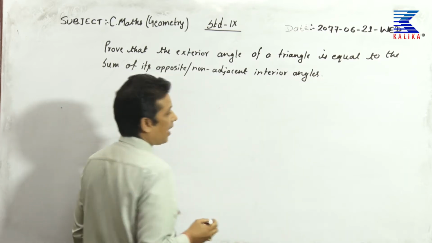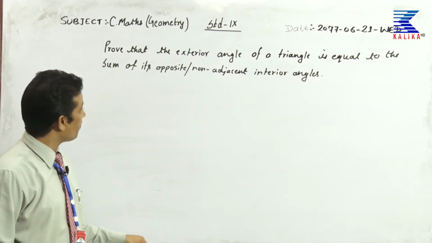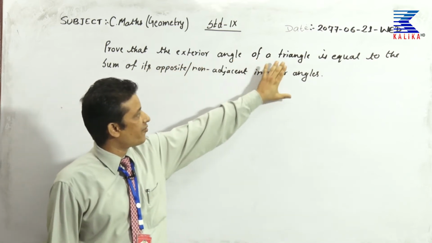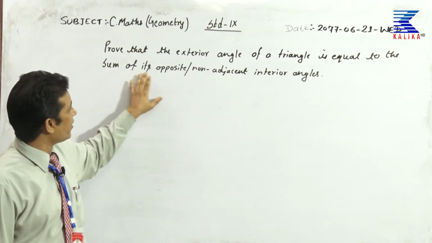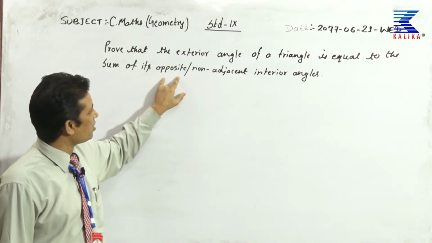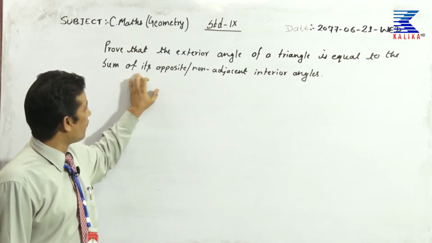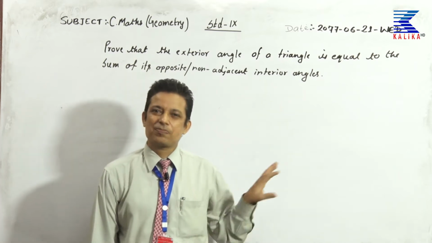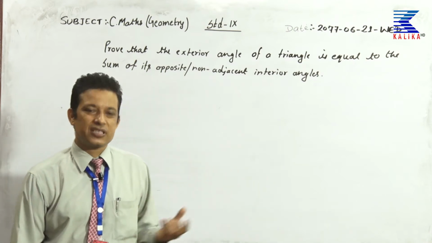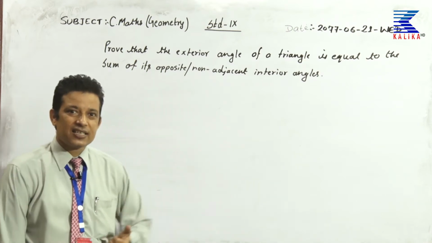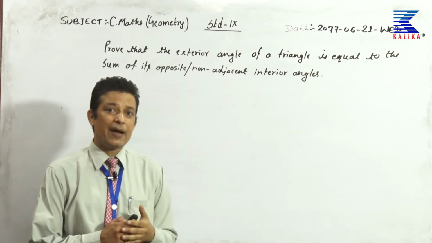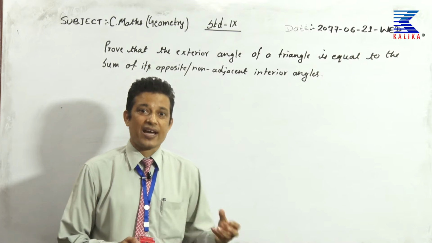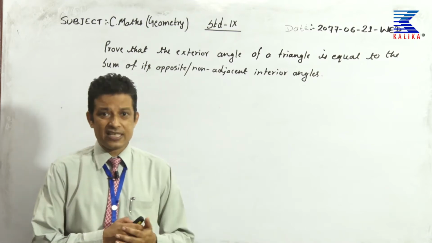Yesterday also I explained this topic. We are going to prove today that the exterior angle of a triangle is equal to the sum of its opposite, either opposite or non-adjacent, anyone you can write, interior angles. Let me show in the slide some pictures I have made using GeoGebra; you can understand the fact about this theorem a little from that picture as well.